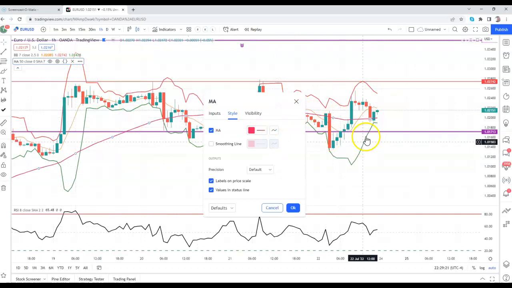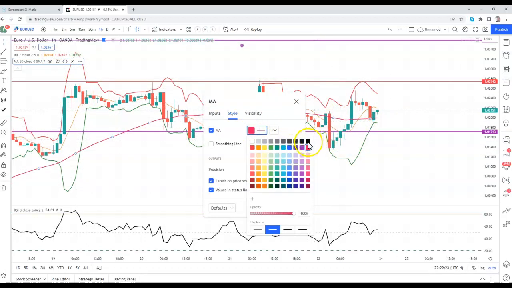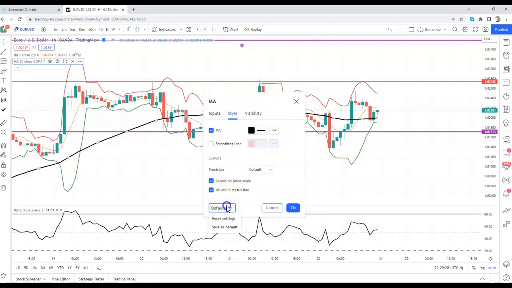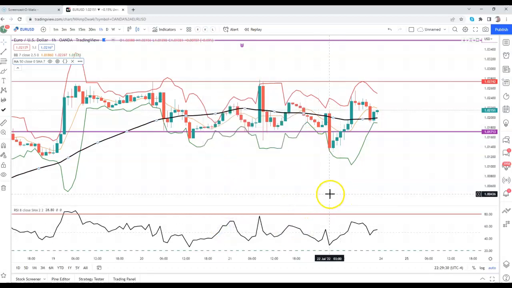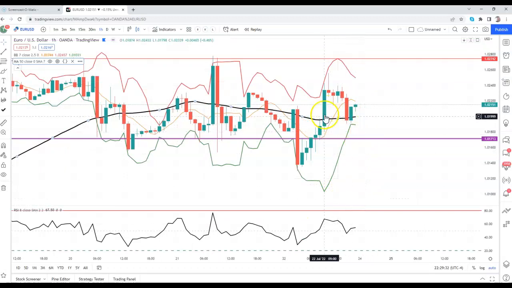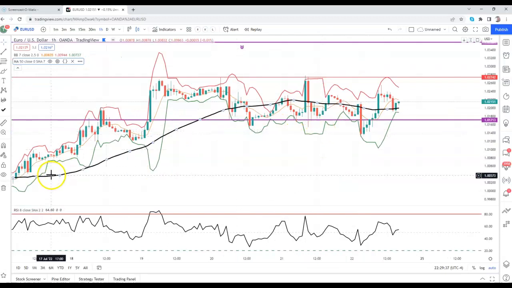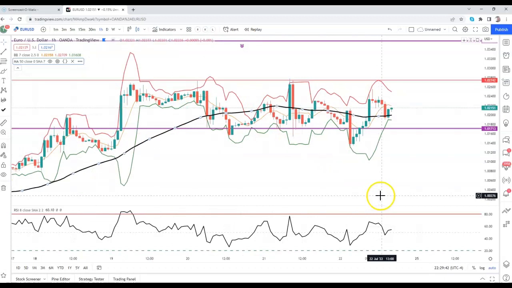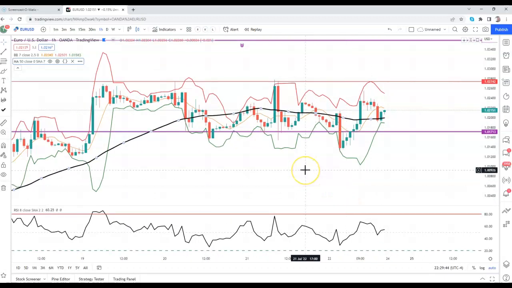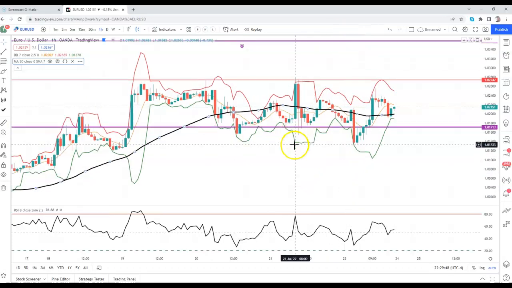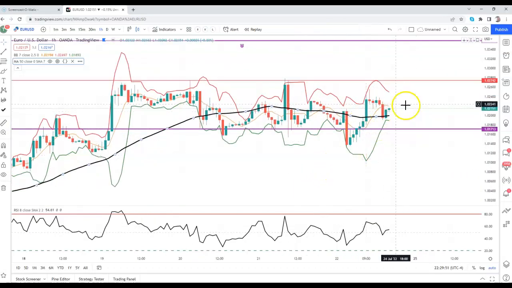And because we already have some red and pink on here, we're going to make it black and make it big so we can see it. I'm going to go to Defaults and Save. Boom. Now if price action is above the moving average, we're looking for possible buys. If the 50 moving average is on top of the candles, we're looking for potential sells. So for example here, we're at the 50 on the RSI.